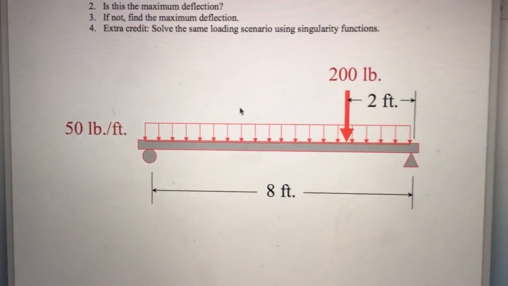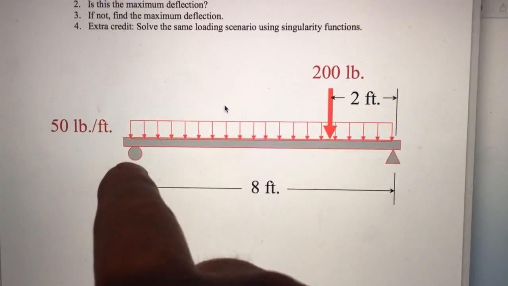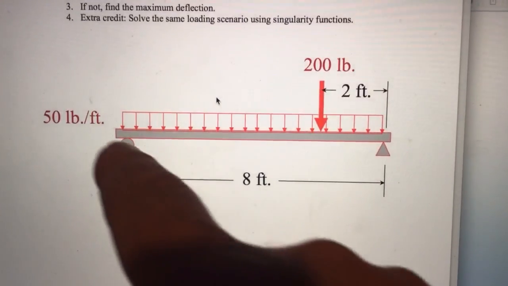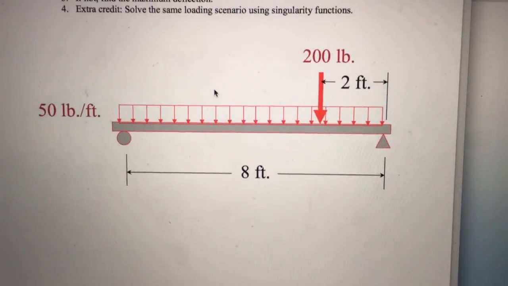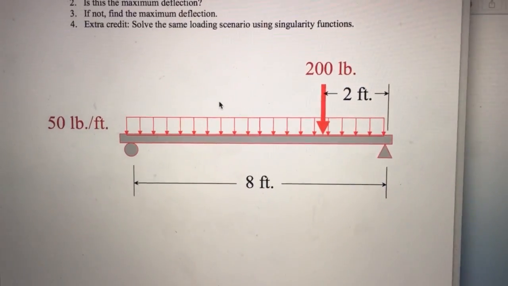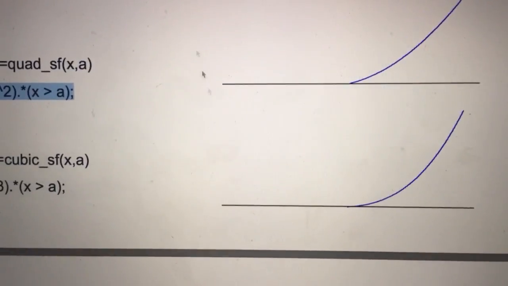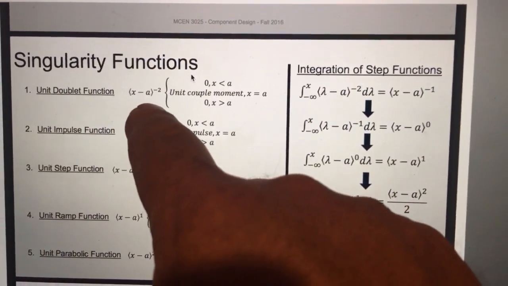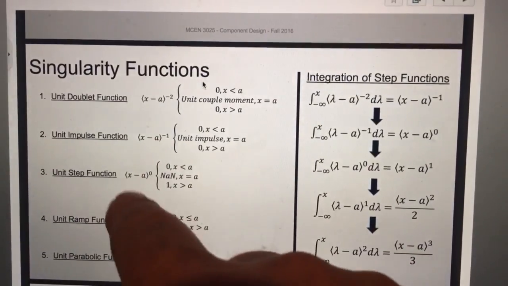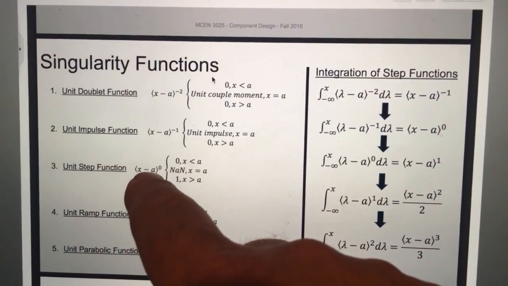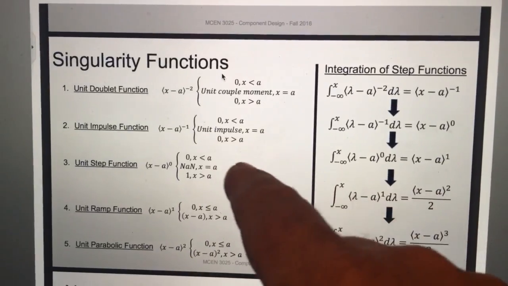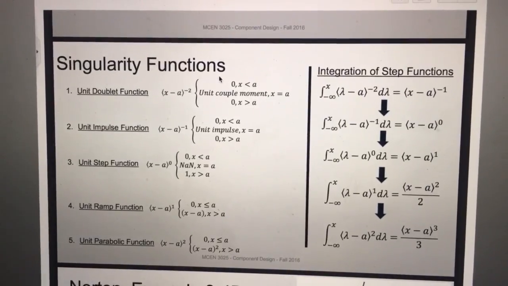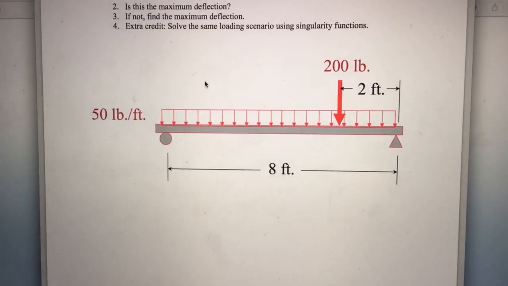Alright, so here's the beam that we need to do with singularity. We'll have our two impulses for our reactions, we'll have our impulse for that point load there, and then we'll have our step function for that distributed load. That means that the impulse, of course, is this -1, and the step function is 0. So we're not going to worry about those for right now. Let's just get these written for the beam here.